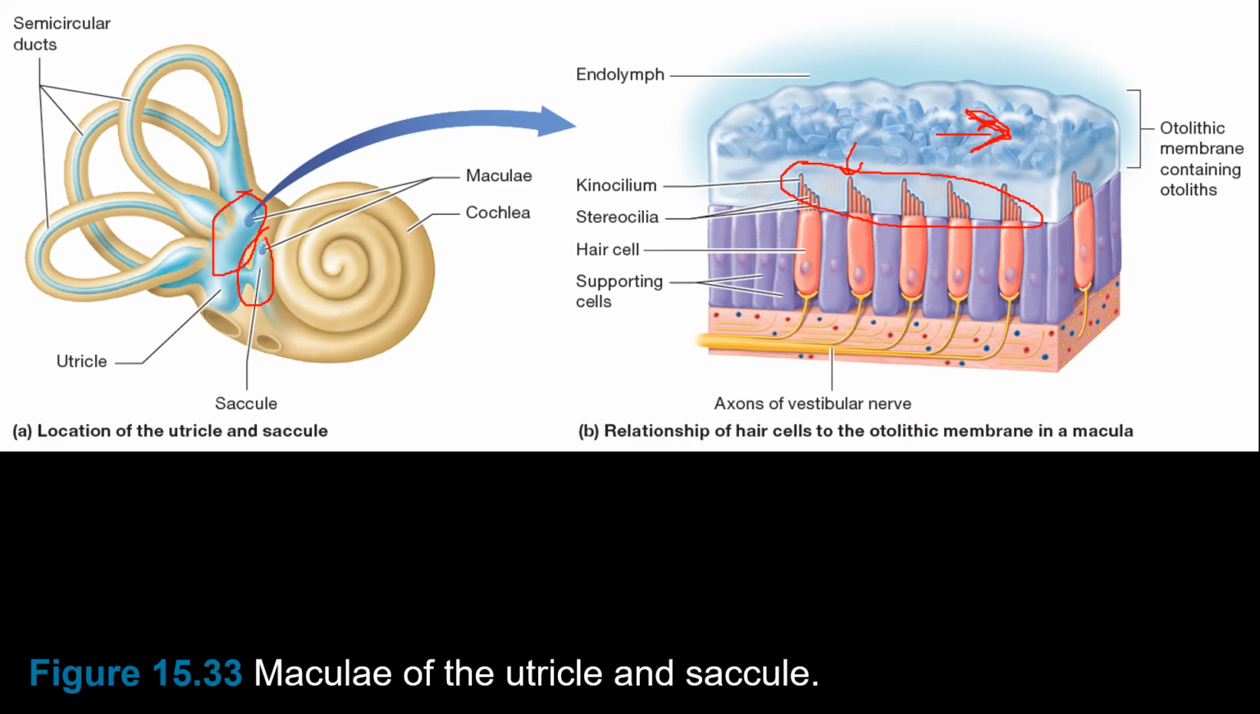Now, if the opposite happens and the head tilts to the left for this person, you see that the stereocilia are going to bend toward that kinocilium, and so then they're going to release more glutamate, and that is a further depolarization of the hair cell. And all of those signals travel along this vestibular portion of cranial nerve number 8, eventually joining back up with the cochlear nerve, becoming the vestibulocochlear nerve.